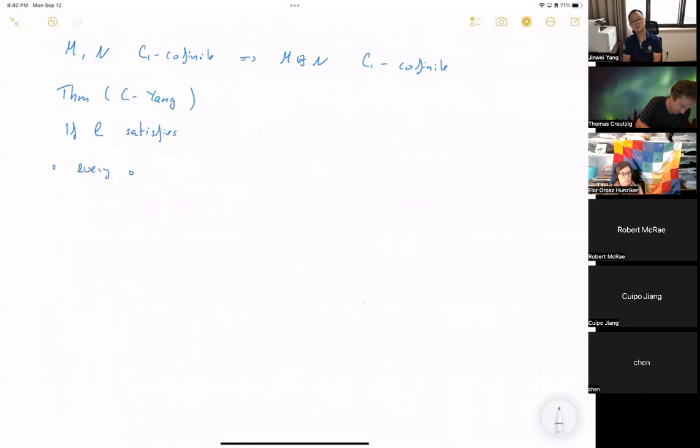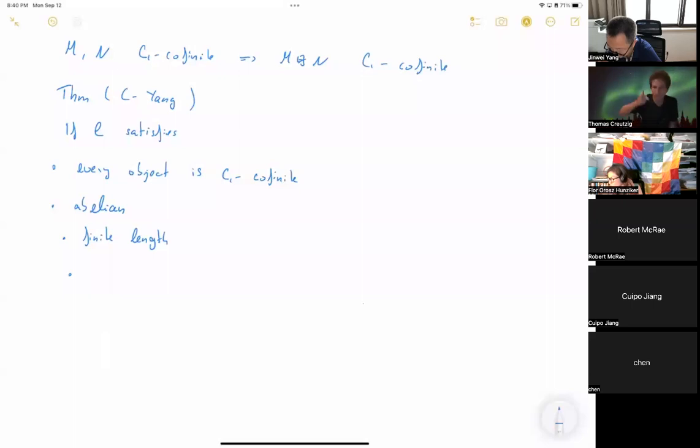So C1 cofiniteness is good because it guarantees two things at the same time, namely closure under tensor product. I mean, it guarantees that the tensor product of two C1 cofinite modules is C1 cofinite, and it also gives you differential equations that have good properties. So it turns out that if your category satisfies a few properties, let me write them down.